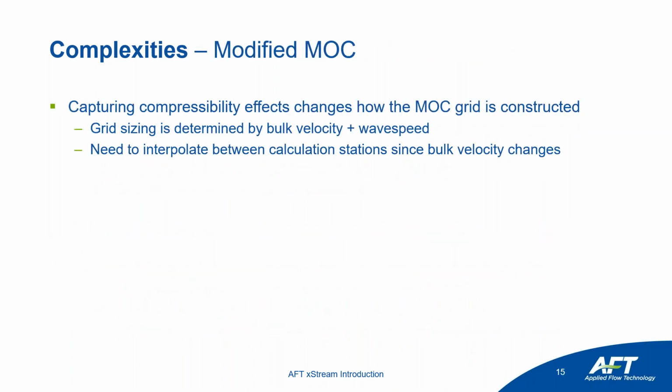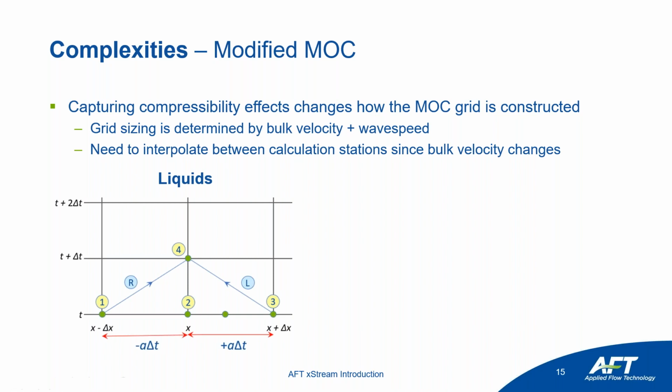So let's look at our modified MOC. Again, we're looking at both the bulk velocity and the wave speed. For liquids, it's easy. The wave speed is much, much faster than any liquid should be flowing. So we get these nice, neat points, each of these sections on our pipe. And along one time step, we can calculate what our new pressure or velocity will be. So it's informed by those adjacent points. And then as you progress through time, you continue performing that calculation.